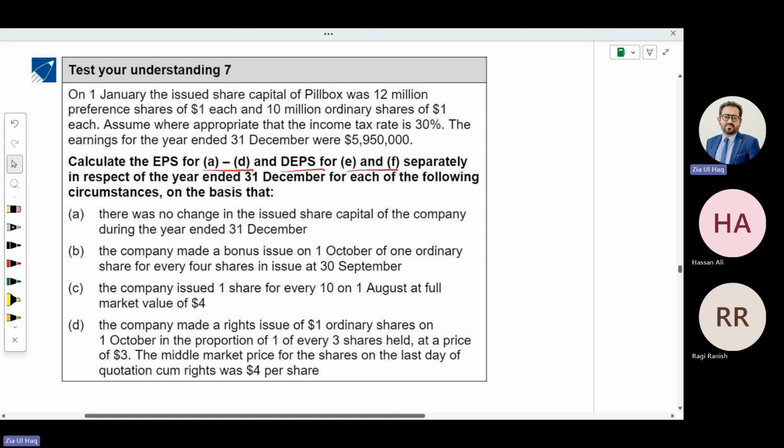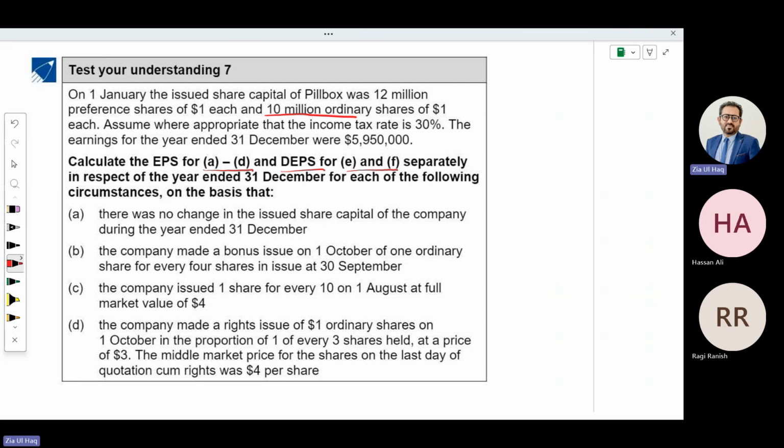On 1st January, the issued share capital of Pillbox was 12 million preference shares of one each and 10 million ordinary shares of one each. We are concerned with the number of shares, 10 million. Assume where appropriate that the income tax rate is 30%, but that will be used in diluted only, in case of convertible bond only. The earning for the year ended 31st December was 5950. Part A. There was no change in issued share capital of the company during the year ended 31st December.